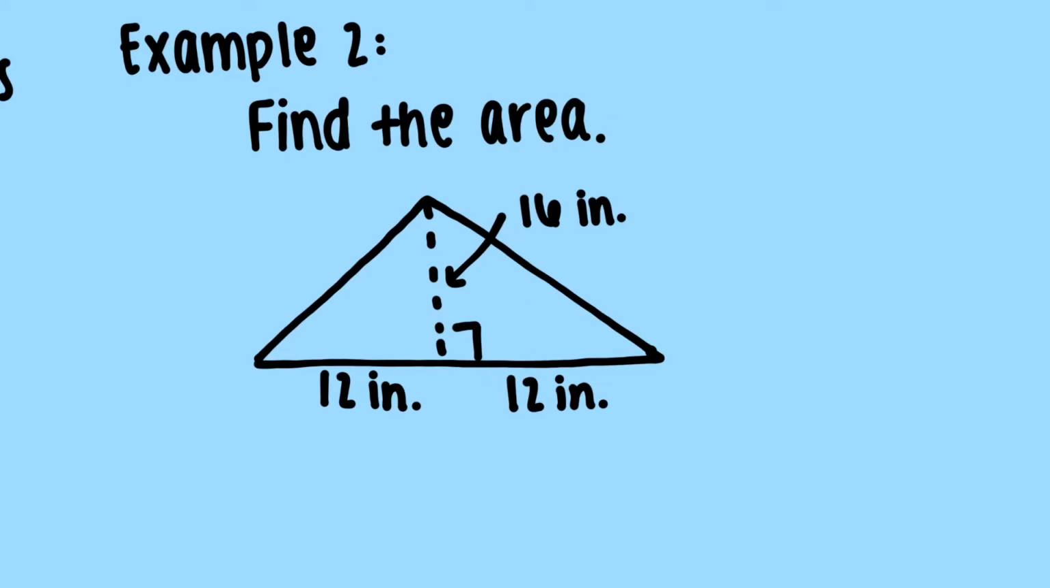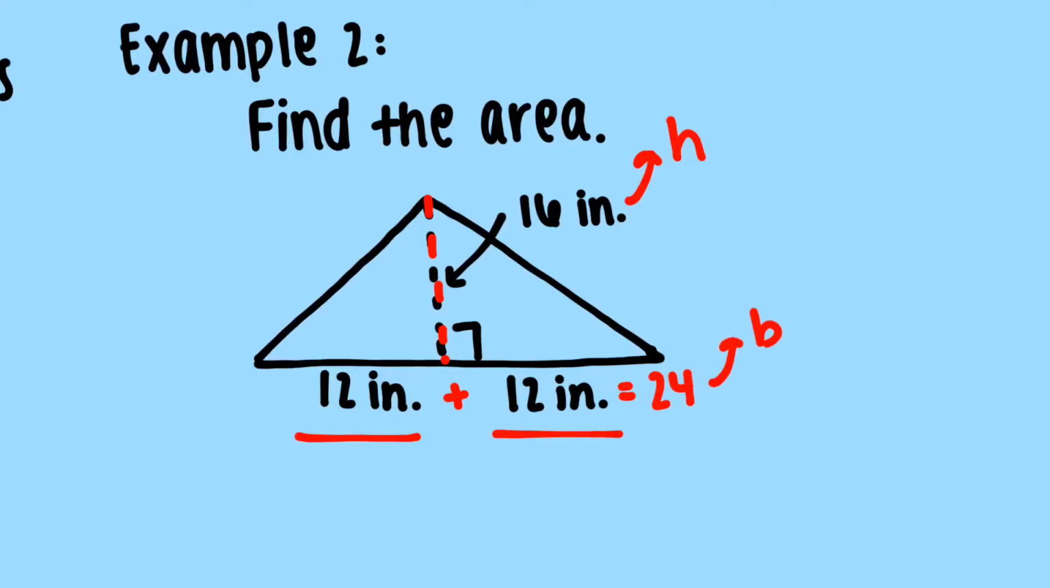In the second example, I give you the height here, which is 16. It goes from the top of the triangle down to the bottom. So I know this is my height. But when I look at it, I give you 2 measurements along the base of the triangle. So what you have to do with 12 and 12, we first have to add them together to get my total base. So 12 plus 12 does equal 24. So I know my base is going to be 24.